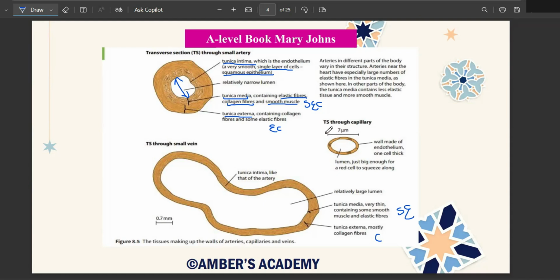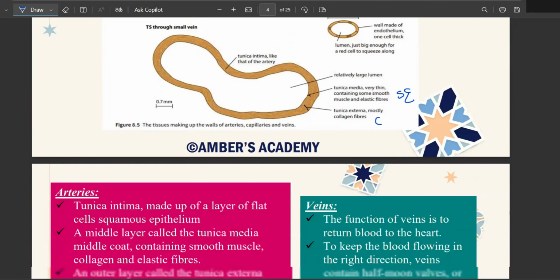And for capillary, you need to remember it has a diameter of 7 micrometers, and it has just one wall, and that wall is 1 cell thick, and its lumen is big enough for a red blood cell to squeeze along. Okay? So there's not much detail that you need to remember for capillaries.